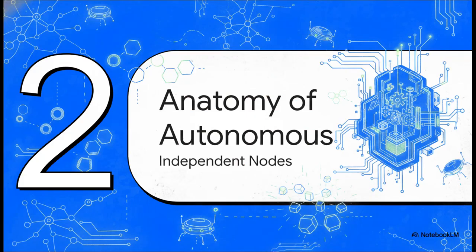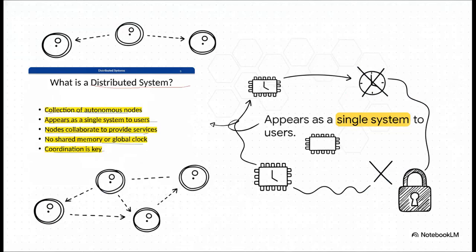Moving on to Section 2. Anatomy of autonomous nodes. Independent nodes. So here's the core paradox of the whole thing. A distributed system is really just a collection of completely autonomous nodes collaborating to look like one single coherent system to you and me. The big catch? There's absolutely no shared memory, there is no global clock, every single node is doing its own independent thing, yet they somehow have to coordinate perfectly to give us what we want.